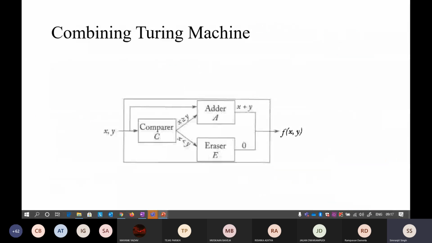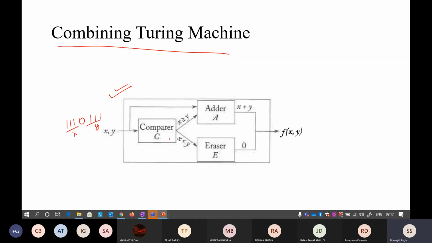Now there is another concept called combining Turing machines. The combination of Turing machines is not a difficult thing. This is an example of a combination of Turing machines. You will be given two variables x and y. It can be given like this, so this can be your x and this can be your y.